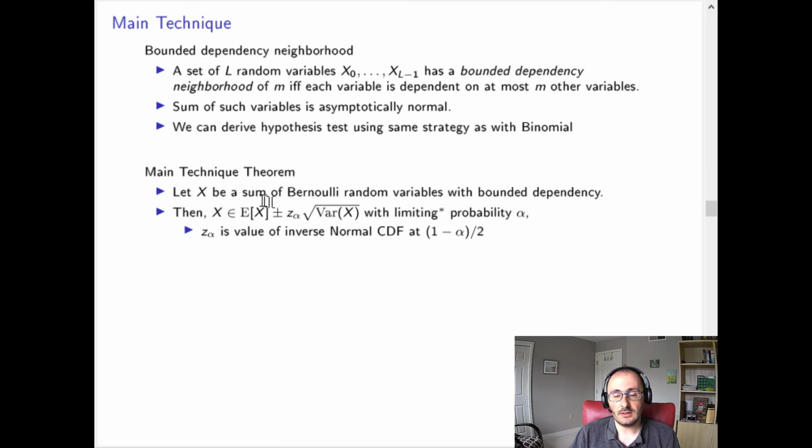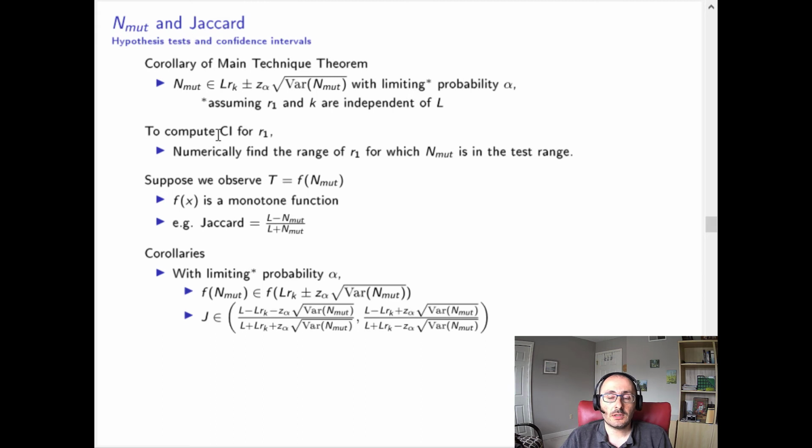So this gives us the hypothesis test for where x is going to lie with probability alpha. We can immediately apply our main technique to the n-mut variable to get a hypothesis test based on the variance that we just calculated. To compute the confidence interval, we just have to invert this equation to solve it for R1. Algebraically, this is challenging to do, but we can do it numerically, and we have a theorem in our paper that states that the numerical algorithm is actually correct.